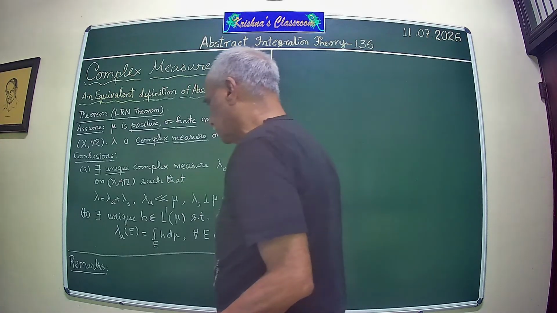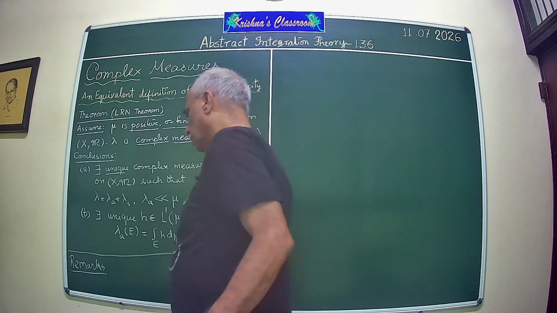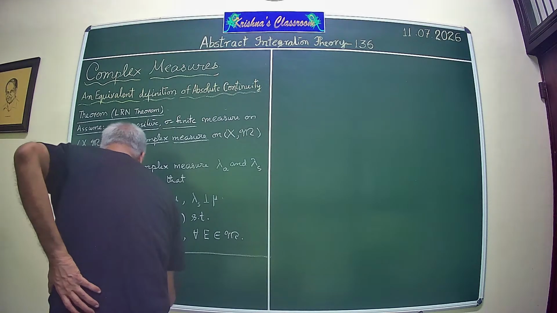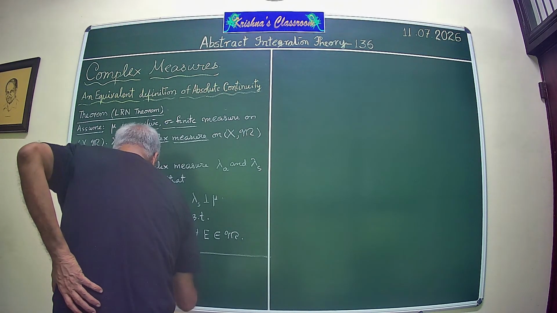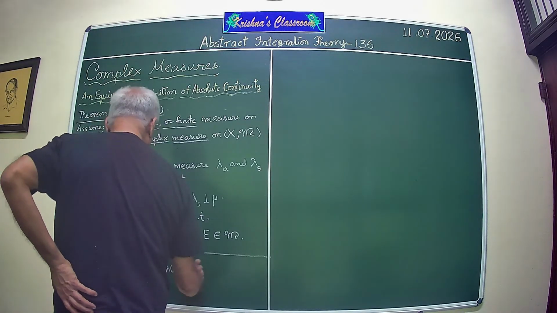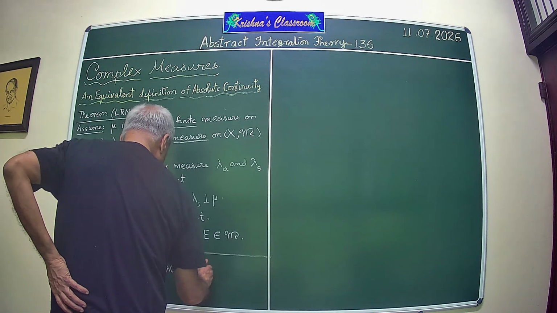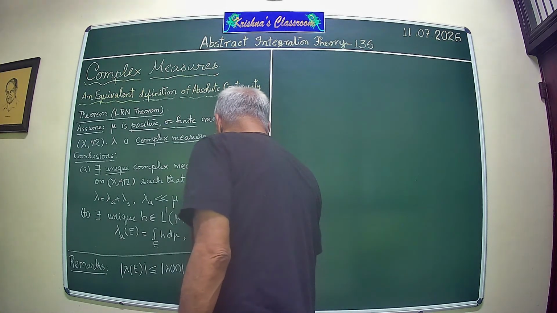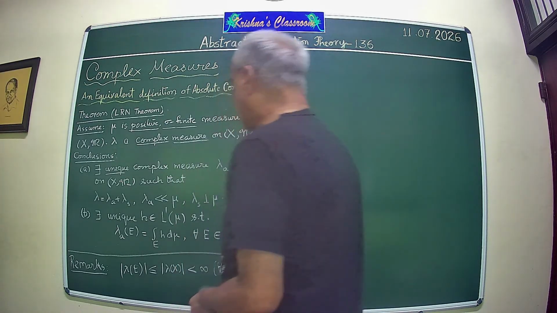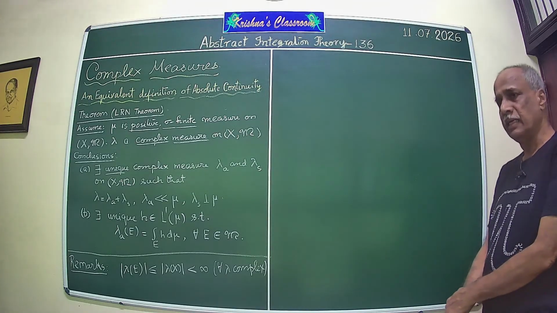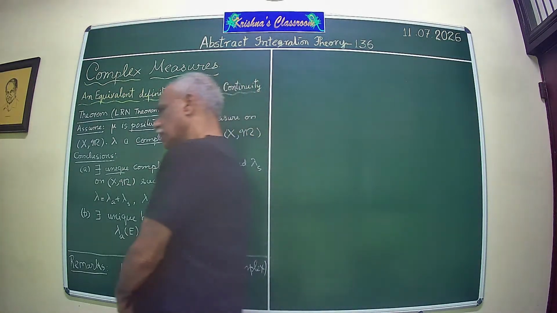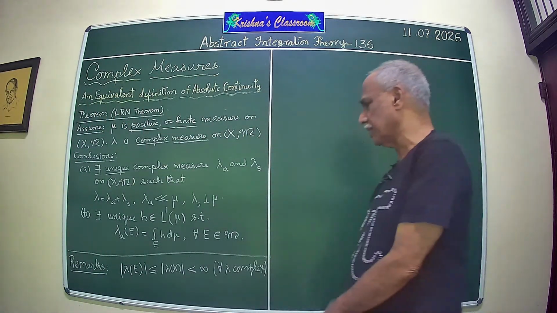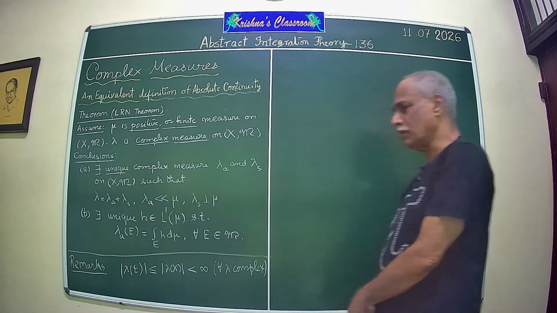Okay. So you see that this property is valid, that is, lambda of E is less than or equal to lambda of X. So this acts as a bound and this is finite. So this is there the moment you assume lambda is a complex measure. Whereas suppose you assume lambda is a positive measure, then you cannot say that. For example, if you take lambda as the Lebesgue measure on the interval 0 to infinity, then you see that this is not a bounded measure.